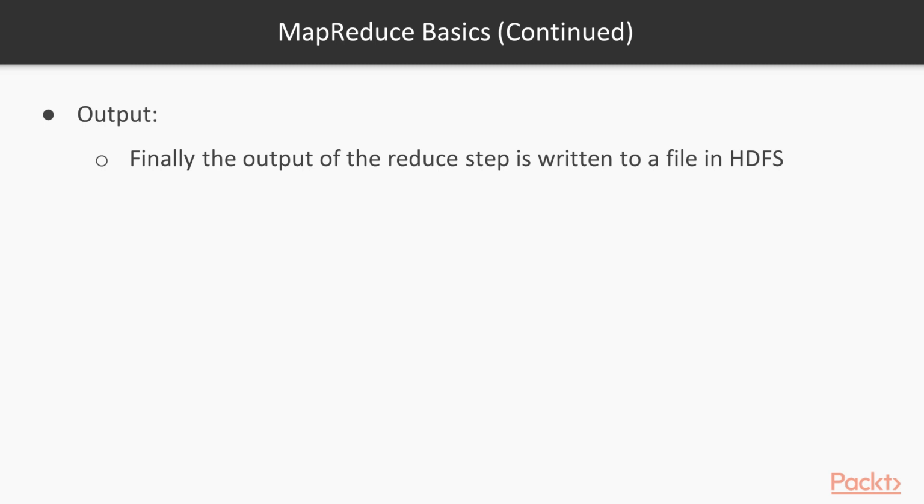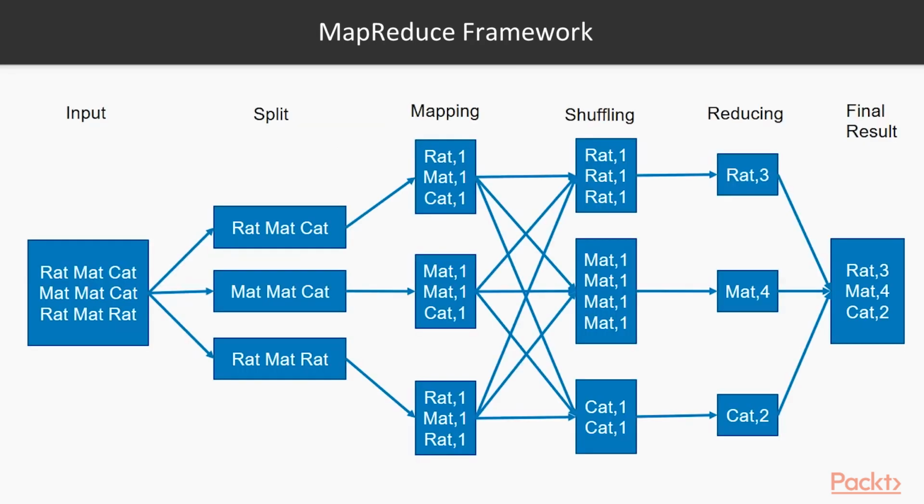I want you to go back and just pick up this data set over here. Now you can see on the left hand side, we'll start from the input, which says that we have a data. In the second step, I want to split this data. So my data has been split into 3 different rows. You can see rat, mat, cat; mat, cat, and rat; mat, rat. So this whole data has been split into different smaller chunks, and has been given to different data nodes for mapping.